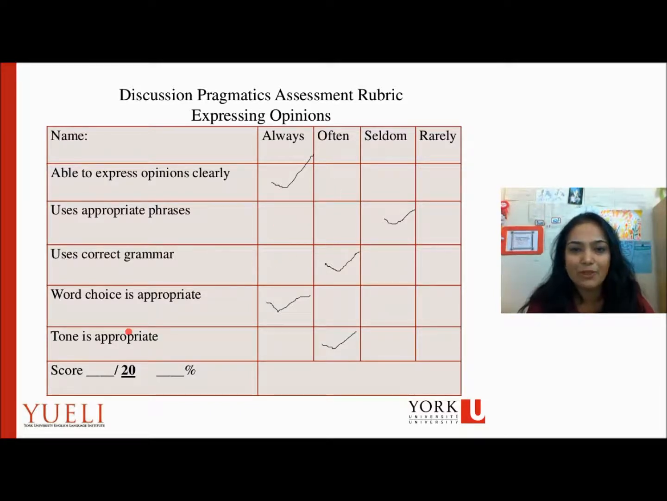I don't know. Something is going wrong with my mathematics, but I'm sure the teachers will be able to solve it. So the score goes in here and then the percentage.